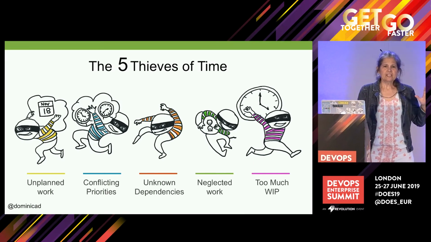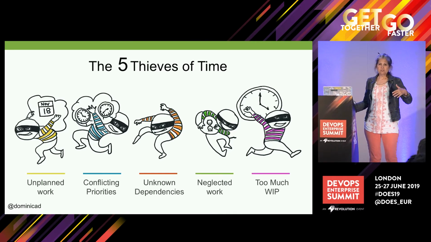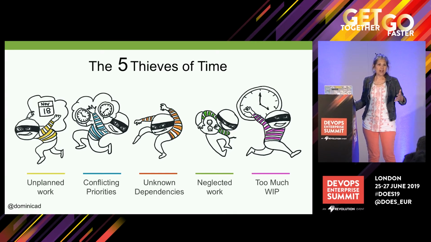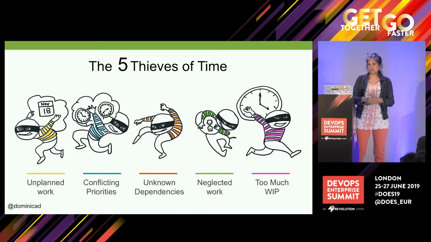So there are 5 thieves of time that I believe, if we could expose, make visible, and start to track, could help us improve our throughput and delivering value. Let me introduce them to you real quickly.